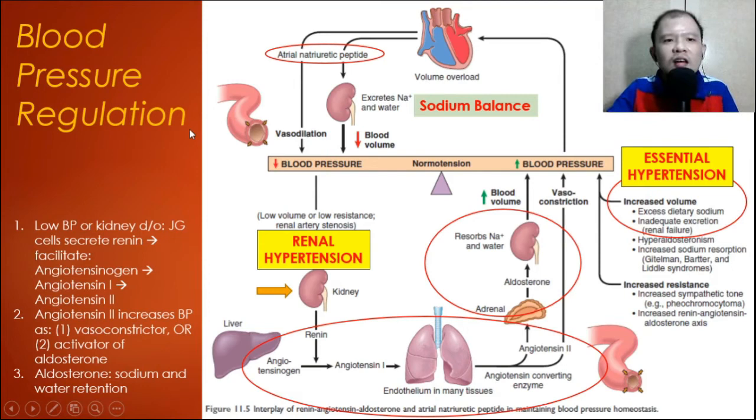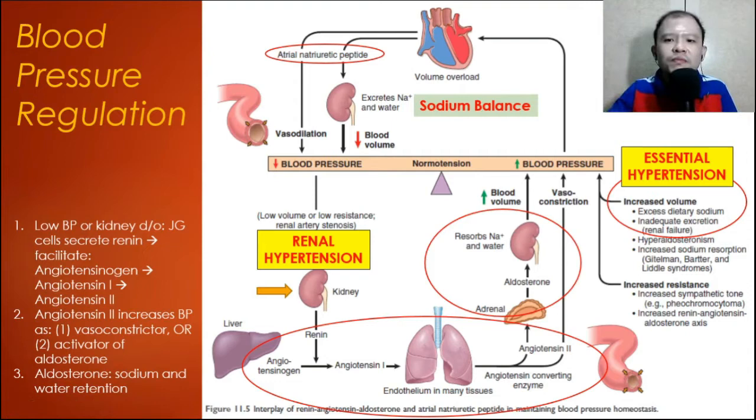And how is the blood pressure regulated? The blood pressure is regulated by this system. It is called the renin, angiotensin, aldosterone system. So this is normally in our body, in the normal person, our blood pressure does not go too high or too low because of this mechanism. For example, if your blood pressure goes very high, the heart will produce atrial natriuretic peptide, which will allow the kidney to excrete water. Or for example, you have very low blood pressure, it will allow the kidney to secrete renin to increase the blood pressure.